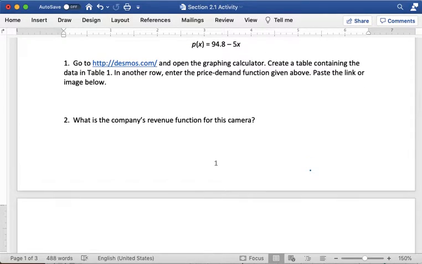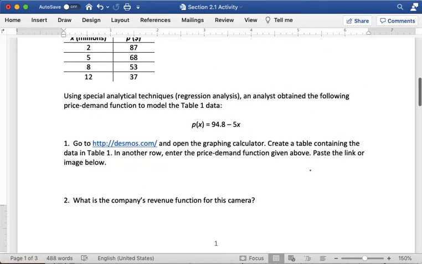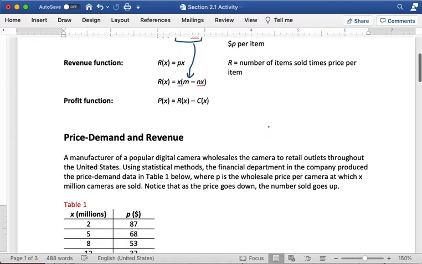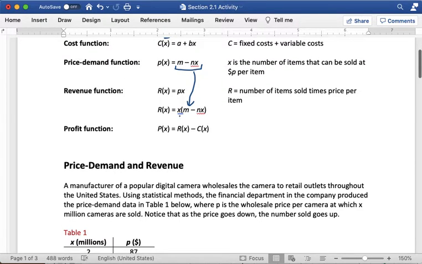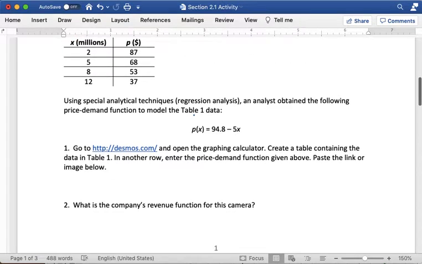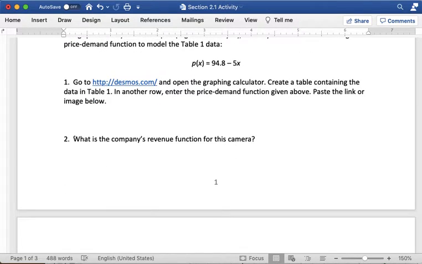What is the company's revenue function for this camera? So we have our price demand function here, and we know that revenue is equal to x times the price demand function. So to write the revenue function, I'm just going to write that R of x equals x times (94.8 minus 5x).